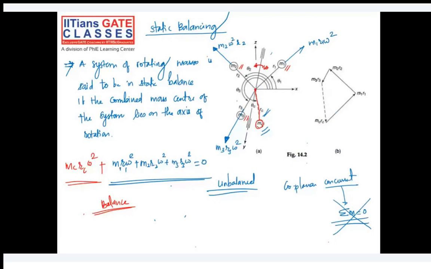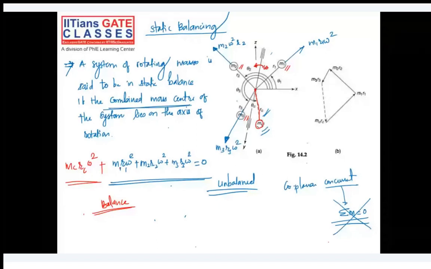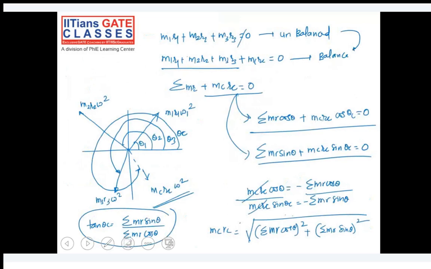Okay, so that's how we can make the system of rotating masses having center of the system lies on the axis, or CG of the system, we can say, we can make the center of the system same as that of axis of rotation. So that is the static balancing. Combined mass center we are making sure it is lying on the axis of rotation. So that's how we can make it sure, because we are considering it as a coplanar concurrent force system.